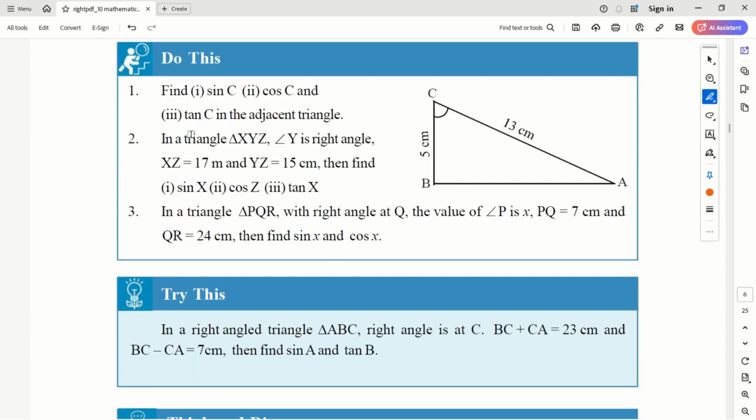Find sin C, cos C, and tan C in the adjacent triangle. First, let's find sin C. C is here. So hypotenuse is 13 centimeters and BC is 5 centimeters. What is AB? Square root of 13 squared minus 5 squared, so you'll get 12. AB will be 12. So sine C is opposite by hypotenuse, 12 by 13. Cos C is adjacent by hypotenuse, 5 by 13. Tan C is 12 by 5.